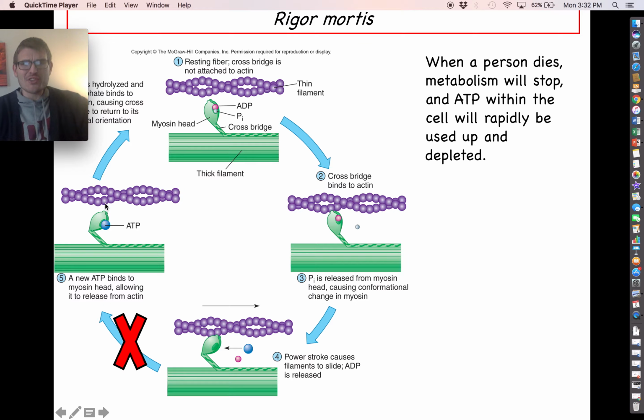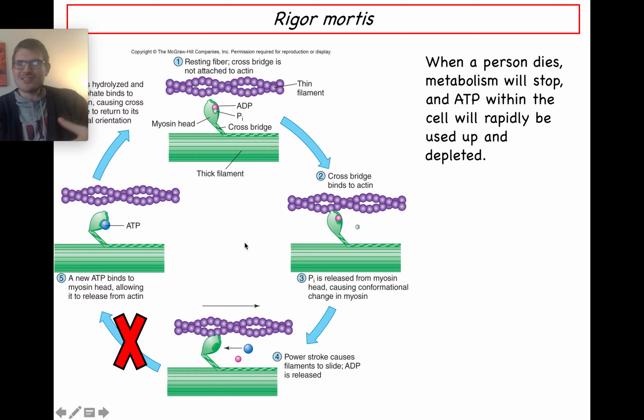So now let's look at this through the lens of rigor mortis. You're probably aware that rigor mortis is basically what dead people go through not long, maybe an hour or two after they die, in which their muscles stiffen up and basically they become rigid as a board. So the idea behind this we can actually explain using the cross-bridge cycle here.